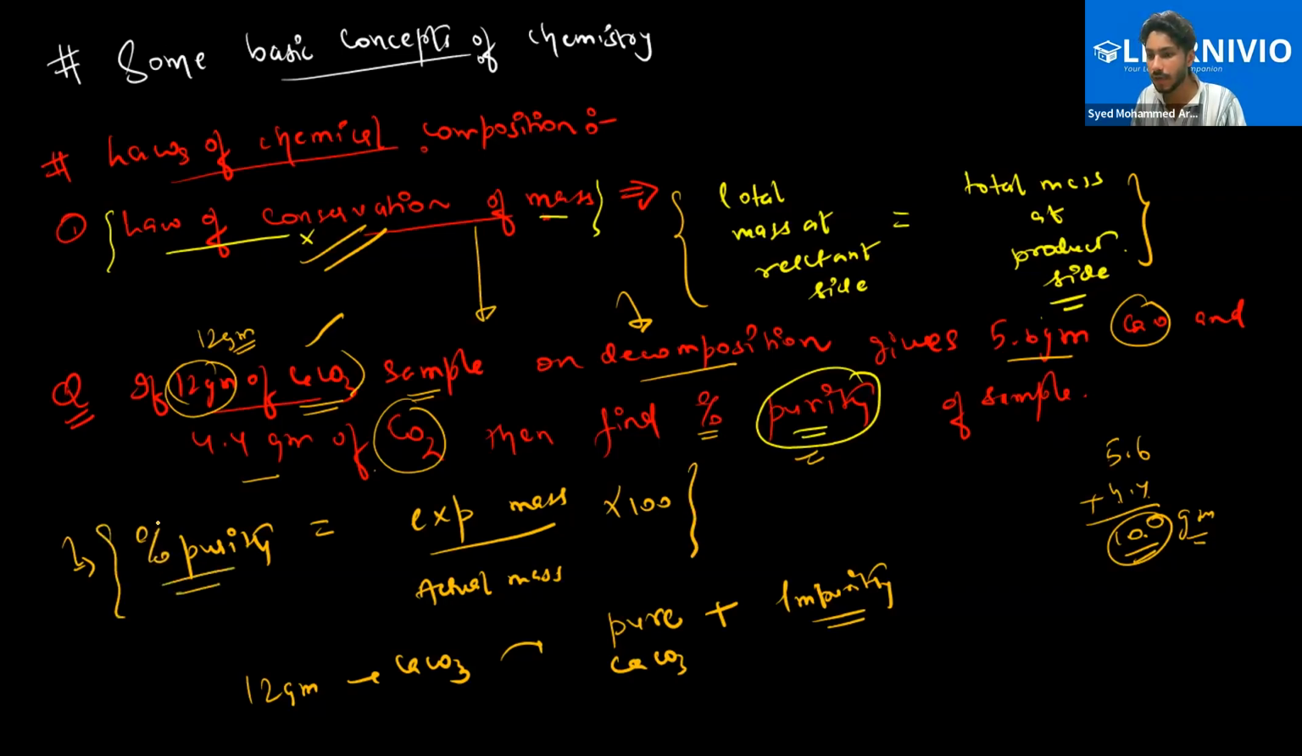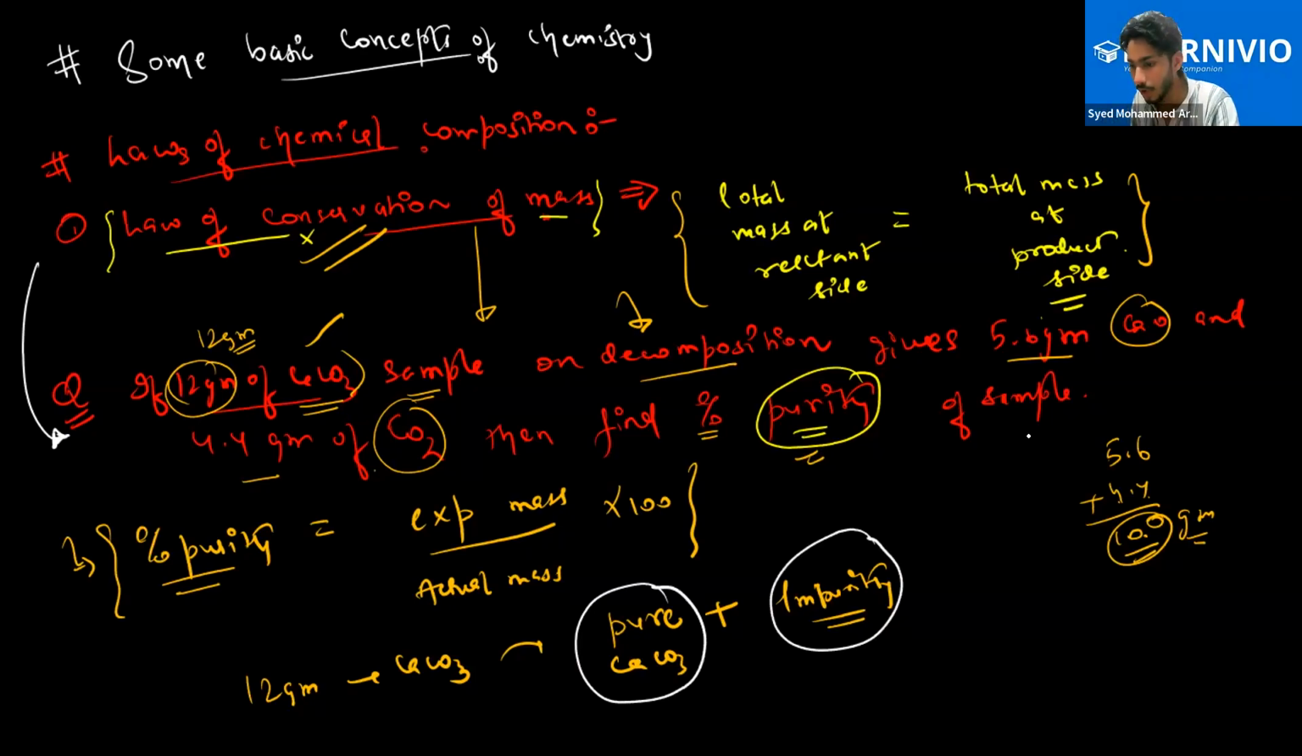Why am I giving you this question directly? Because you told me that you have completed 3 chapters, so I thought to mix some good questions with this topic. So this is my pure CaCO3 and there is some impurity. How am I able to know that? Because at my product side I am having 10 gram, and at my reactant side I am having 12 gram. So I want my purity percentage.